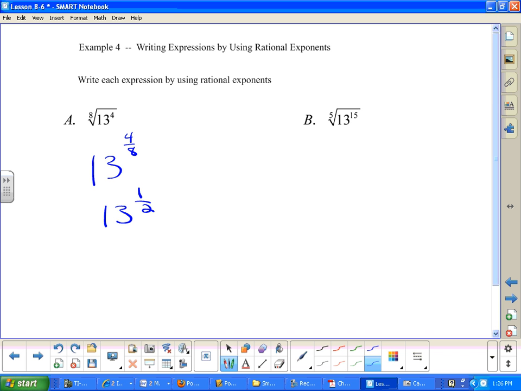Which is the same thing as, you didn't have to write it that way, but it's the same thing as the square root of 13. So really, the 8th root of 13 to the 4th, same as the square root of 13. But the number we're looking for here is 13 to 1/2. It says write it using rational exponents. Okay? Letter B.